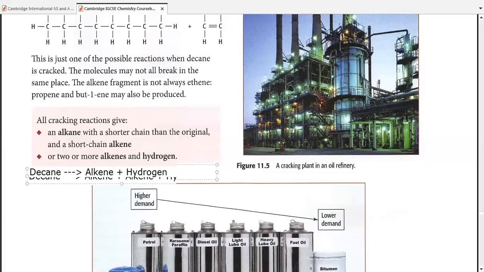So think, which alkene can it be? And it has to be a shorter chain. You cannot make a C10 alkene from a C10 alkane. Remember, all cracking reactions give a shorter chain. It is not written in the second point, but the first and second points are definitely connected.